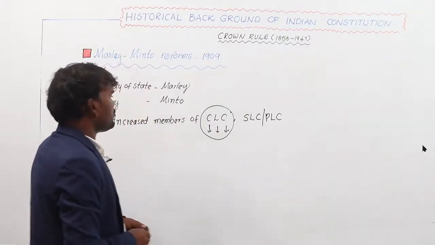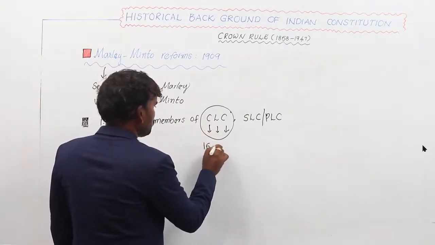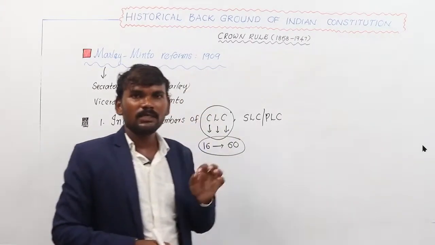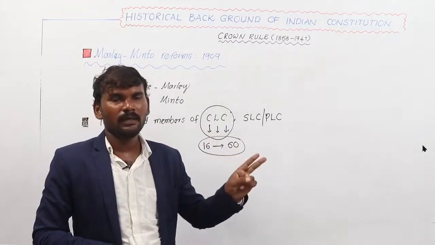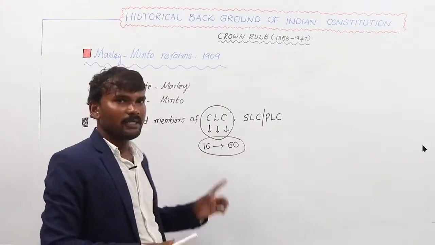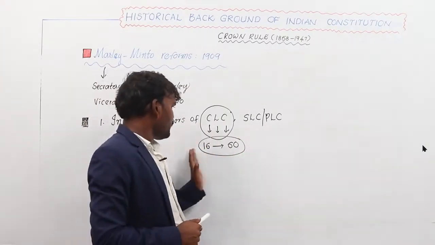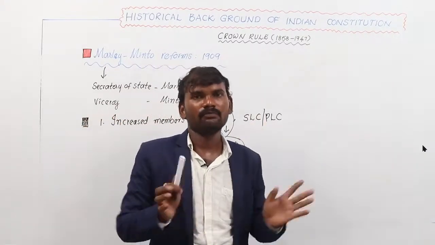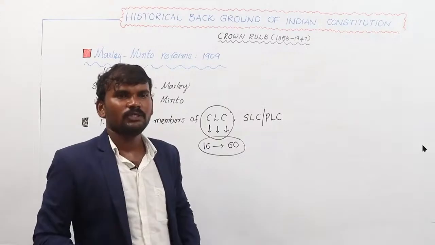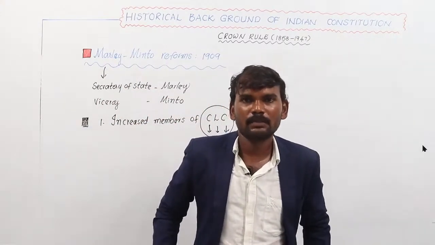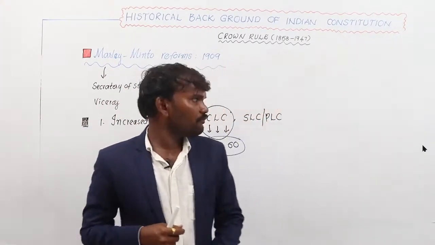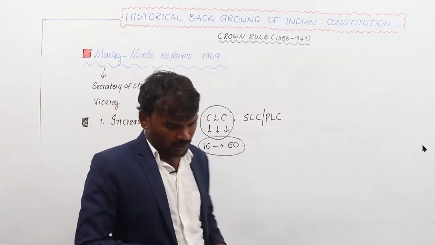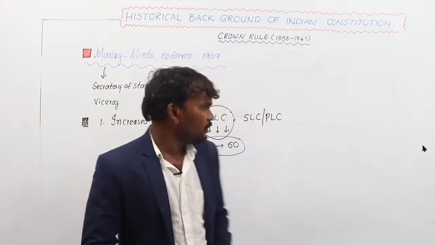So, the State Legislative Council members are increased from 16 to 60. So, already we discussed the Central Legislative Council members: at first 6 members, next 10, next 16, next 60. So, by this Act 1909, Central Legislative Council members are increased from 16 to 60, and State Legislative Council members also increased, but not in a uniform manner. For each State Legislative Council, as per their population and area, different numbers of persons are there. It is not uniform. But Central Legislative Council members are increased to 60 members. This is the first one.